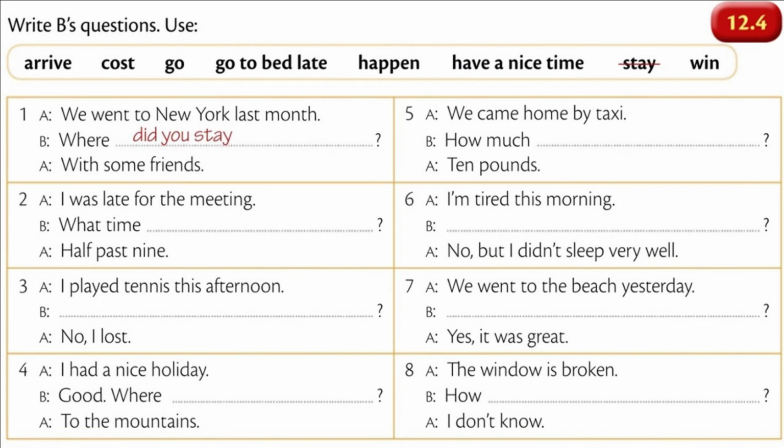Number 6. A. I am tired this morning. B. Did you go to bed late? A. No, but I didn't sleep very well. Number 7. A. We went to the beach yesterday. B. Did you have a nice time? A. Yes, it was great. Number 8. A. The window is broken. B. How did it happen? A. I don't know.